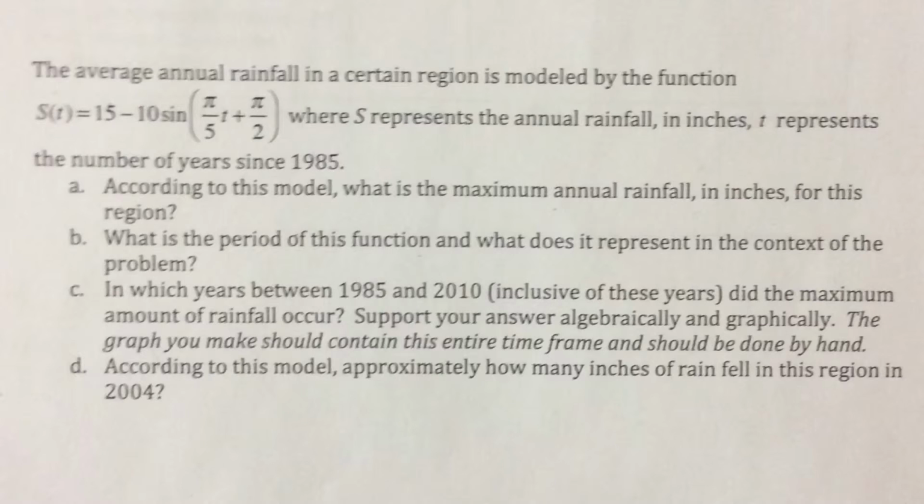Problem C asks, in which years between 1985 and 2010 did the maximum amount of rainfall occur? Support your answer algebraically and graphically. The graph you make should contain the entire time frame and should be done by hand.